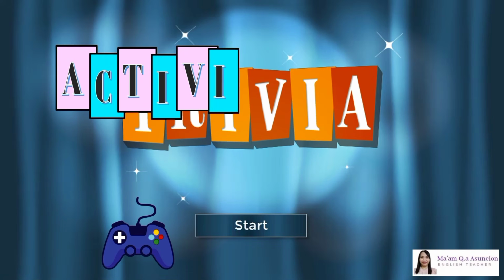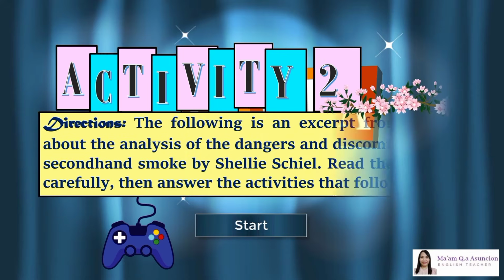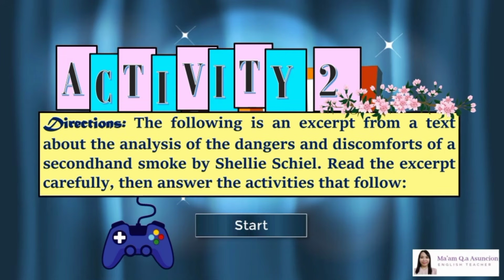Now let's have activity 2. Directions. The following is an excerpt from a text about the analysis of the dangers and discomforts of secondhand smoke by Shellie Schiel. Read the excerpt carefully, then answer the activities that follow.